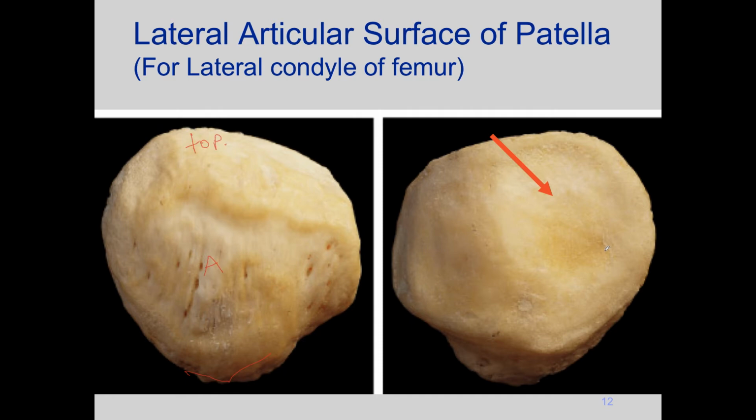The patellar surface on the femur articulates with the articular surfaces of the patella, and the lateral articular surface is much broader, so I'm going to outline that with like a dotted line. So this is a broad, shallow depression. That's the lateral articular surface, and this is the medial articular surface. So you can see 2 broad, flat areas here.